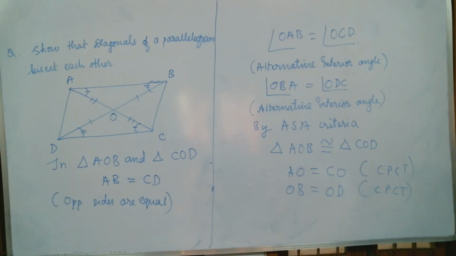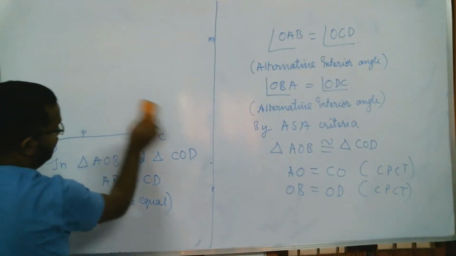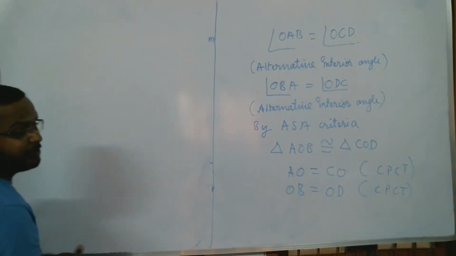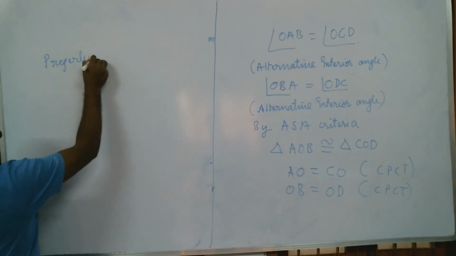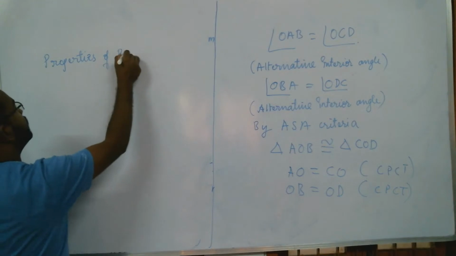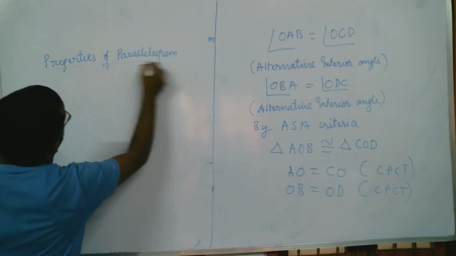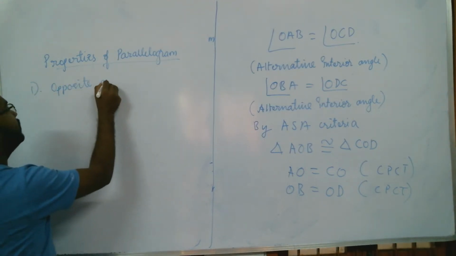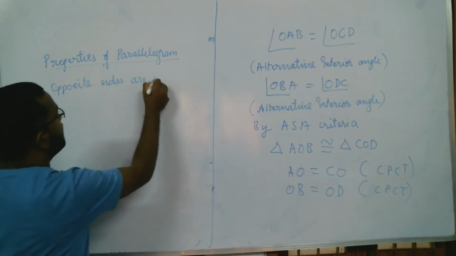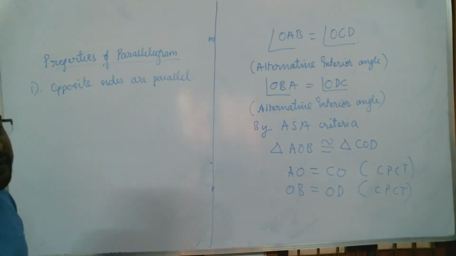So now, today we have learned some special properties of parallelogram. So let us write the special properties of parallelogram. So what are the properties of parallelogram? The first property is opposite sides are parallel.